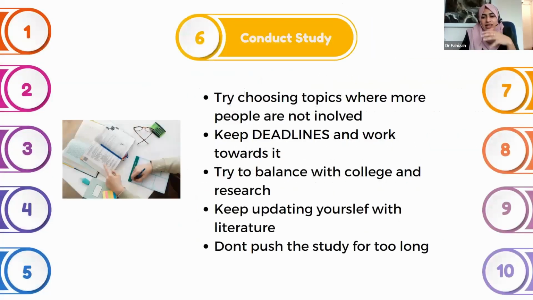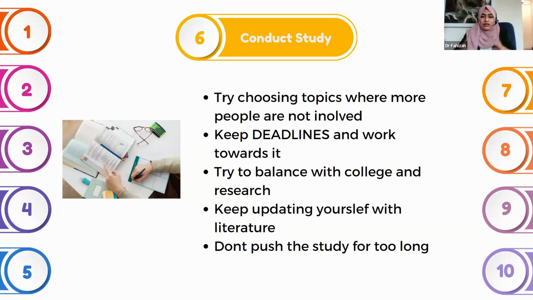Then, of course, you conduct the study. If you're a BDS graduate or an MDS undergraduate, it's better to choose topics in which not many people are involved. Because when many people are involved, what happens is, in one of my projects I had three different co-guides. One co-guide agrees with one thing, and the other co-guide is like, no, no, no, this can't be done. So it becomes really a problem if you involve too many people. Try to keep two people maximum, with others only as team members.